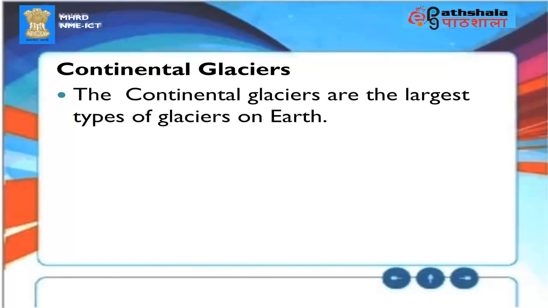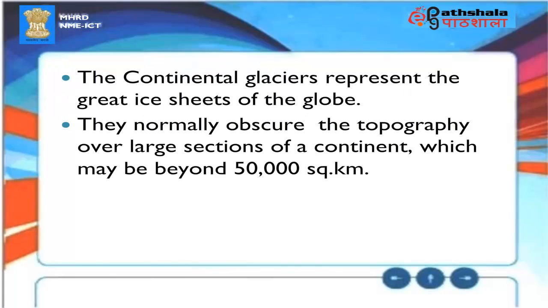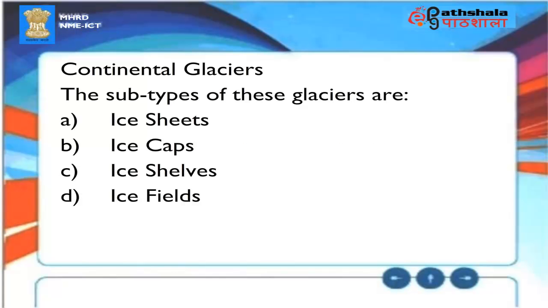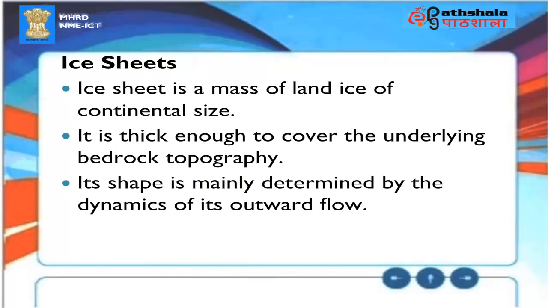Continental glaciers. The continental glaciers are the largest types of glaciers on Earth. The continental glaciers represent the great ice sheets of the globe. They normally obscure the topography over large sections of a continent which may be beyond 50,000 square kilometers. The subtypes of these glaciers are ice sheets, ice caps, ice shelves, ice fields.